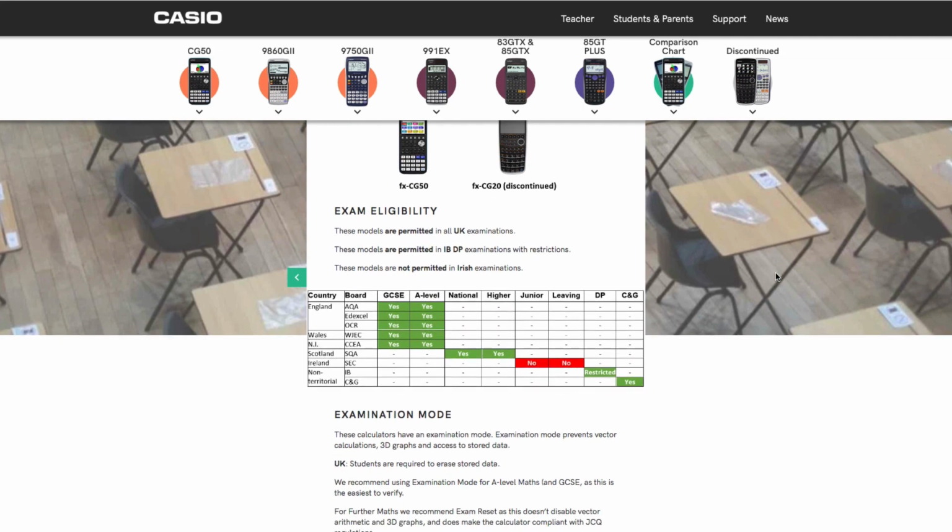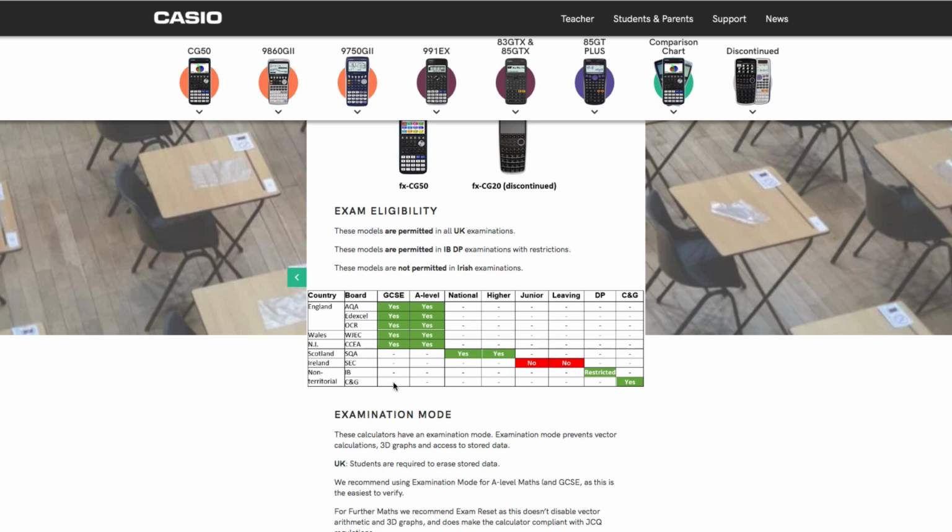Let's take a look at the chart here. Well, firstly, we've got examinations in England here. We've got the three main exam boards for GCSE and A-levels here, AQA, EdExcel, OCR. We can see that the CG50 and CG20 are allowed in both GCSE and A-level for all those boards. With OCR, I imagine that means OCR MEI as well at A-level maths. But not necessarily just A-level maths, also any other GCSE or A-level which requires you to use a calculator, science, geography, psychology, etc. Lots of different ones you may need a calculator for. Indeed, the CG50 is allowed in all of those examinations.